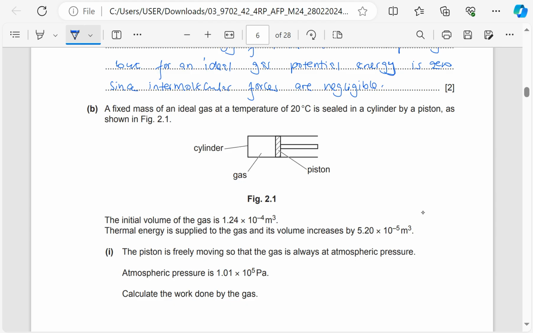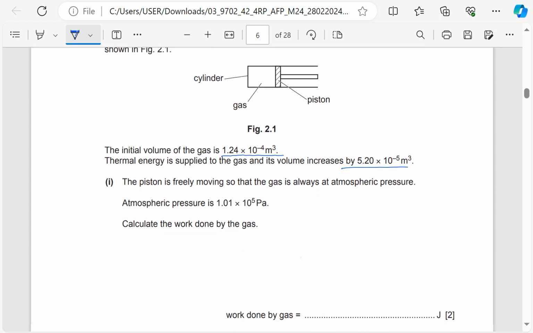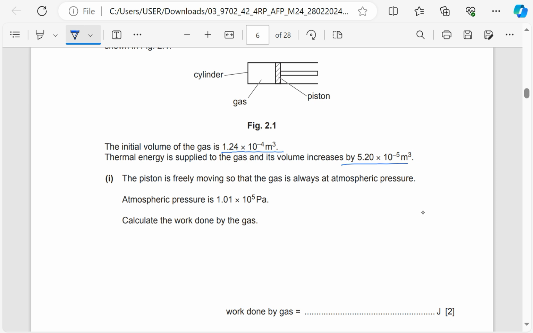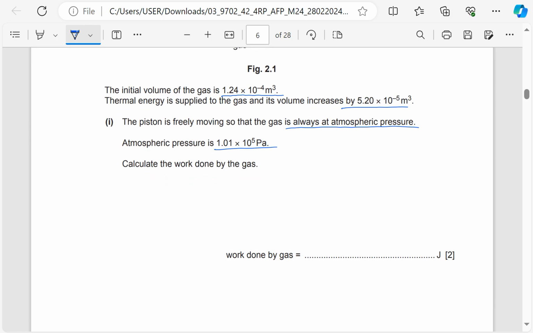Okay. A fixed mass of an ideal gas at a temperature of 20 degrees Celsius is sealed in a cylinder by a piston, as shown in the figure. The initial volume of the gas is 1.24 times 10 to the power of minus 4 meters cubed. Thermal energy is supplied to the gas and its volume increases by 5.2 times 10 to the power of minus 5 meters cubed. The piston is freely moving so that the gas is always at a constant pressure. So pressure is constant. Atmospheric pressure is 1.01 times 10 to the power of 5 pascals. Calculate the work done by the gas.